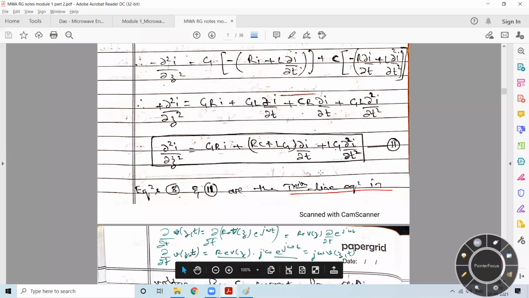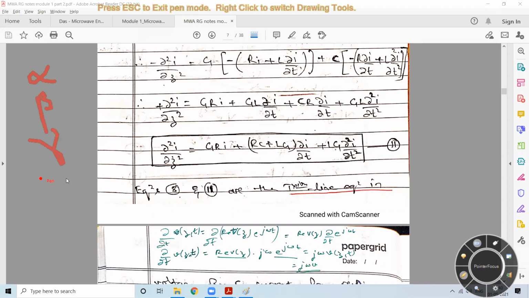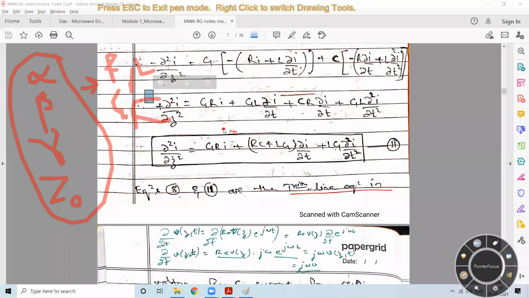So here we obtain these transmission line equations. From these we will obtain the rest: the equation for alpha, the equation for beta, the equation for gamma, and the equation for the characteristic impedance. All of these we will obtain in terms of the RLGC components.